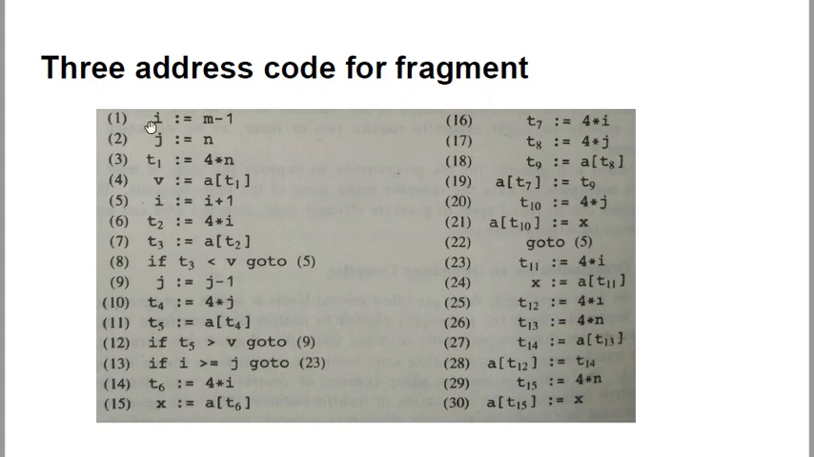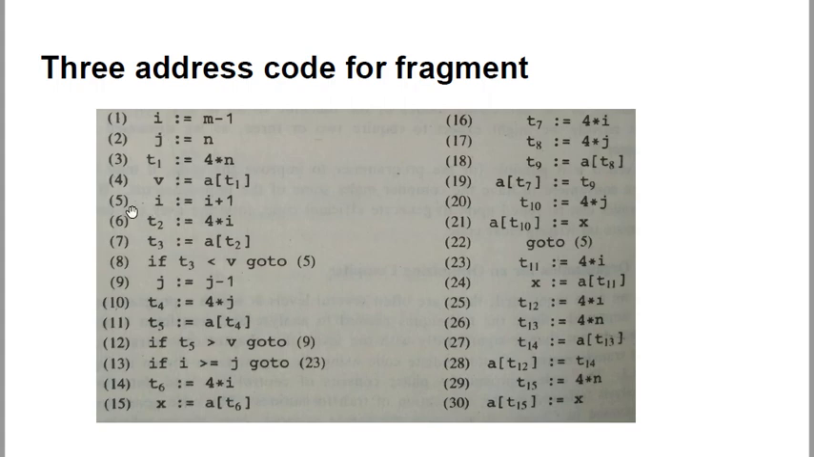Statement 1 is the leader, comprising the first statement of basic block B1. Statement 2 is not a leader. Statement 3 is not a leader. Statement 4 is not a leader, because none of these are the target of any conditional or unconditional jump. So they will be in the same basic block as the first statement. So 1, 2, 3, 4, all these four statements will be in one basic block.